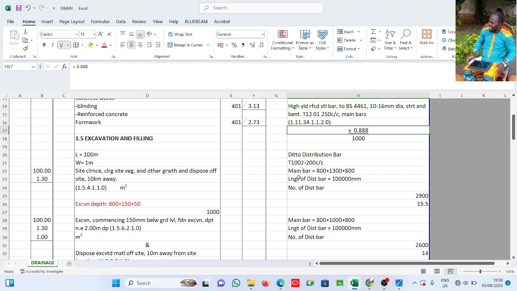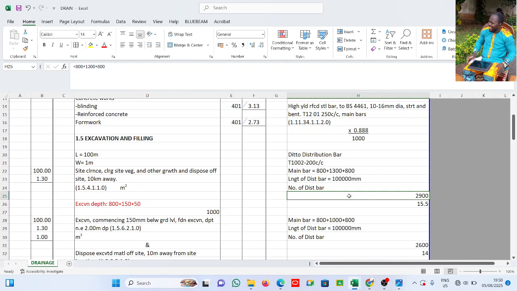So this is what I have. This is the main bar. The distribution bar, the length is 100 meters. The length of the distribution bar is running 100 meters. So how many distribution bars are we going to have?